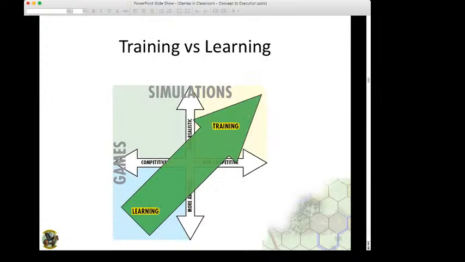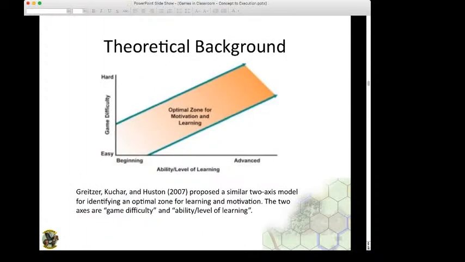So we're back to our training versus learning matrix here. And we're also going to take a look at some theoretical background here. So Greitzer, Kuchar, and Houston proposed this two-axis model of identifying the optimal zone for learning and motivation. And that is you need to match the game difficulty that you're presenting your players with to their ability or level of learning, or they're not going to get anything out of it. And so that optimal zone, as their ability goes up, the challenge, the skill, the difficulty in the game should get harder.